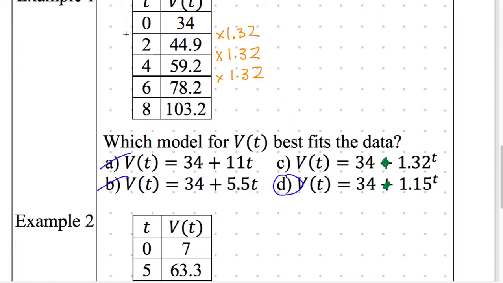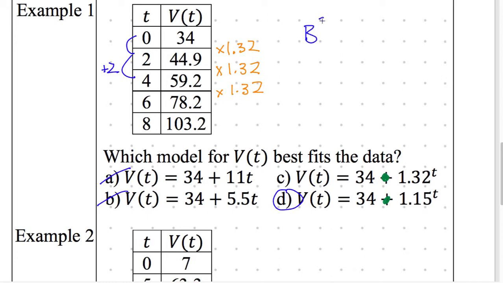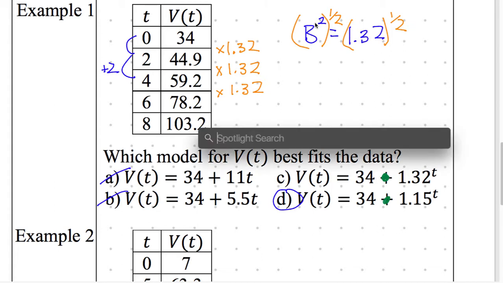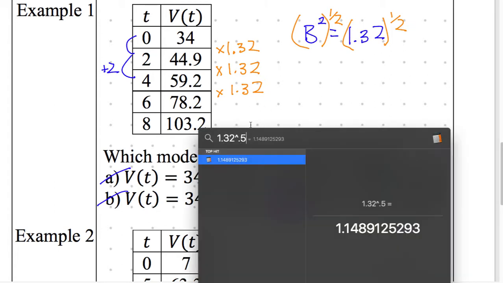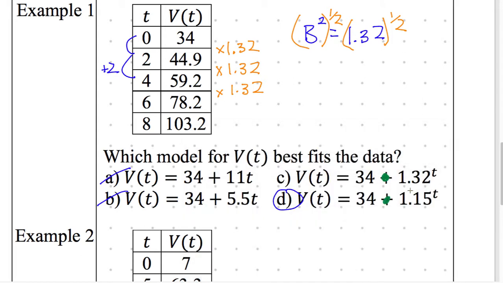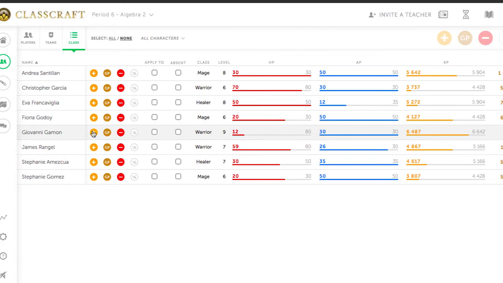Here's the reason. I'm going up by a factor of 2 on the left, plus 2, which means my common ratio b to the power of 2 is set equal to 1.32, which means I need to take both sides to the power of 1/2. So 1.32 to the power of 0.5 is 1.15, rounding. 1.15, that is the reason why it's D. Thank you, Gio, master of all knowledge.